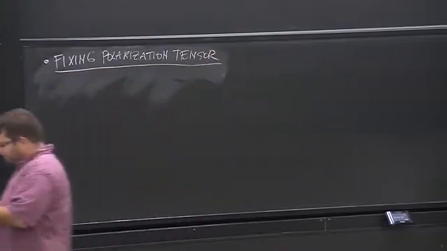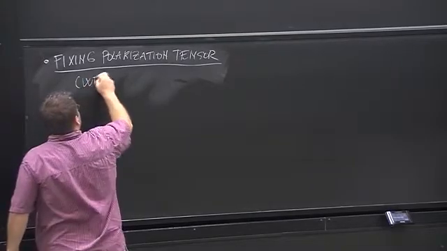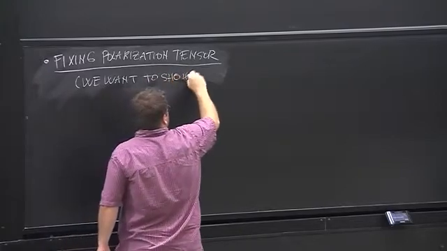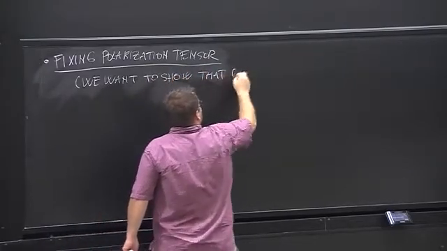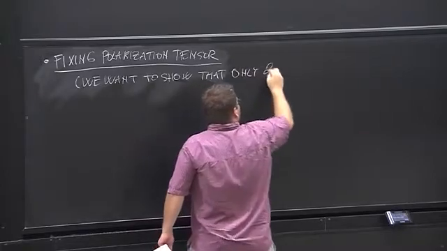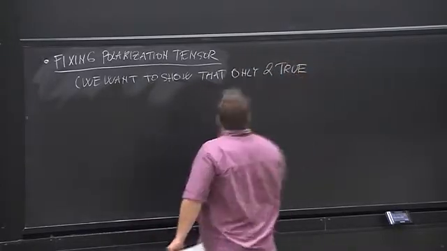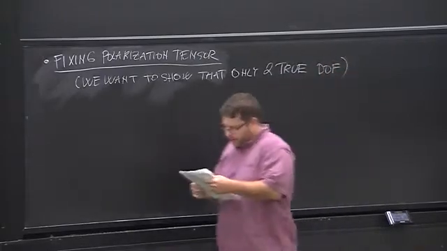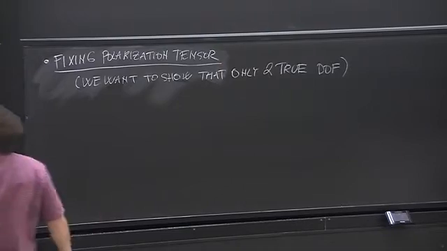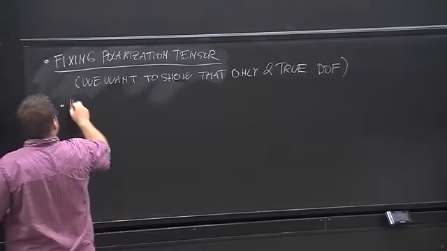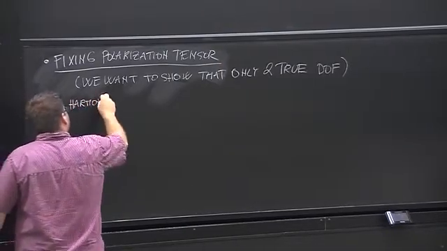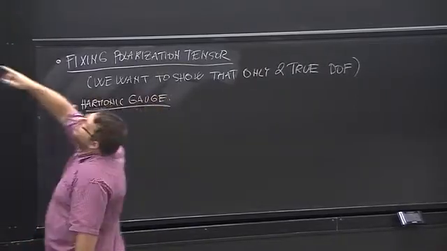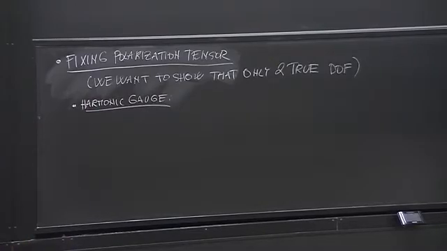All right, so we want to show that only 2 true degrees of freedom exist. Okay. So now we have this harmonic gauge, which is ∂_μ h̄^{μν} = 0.